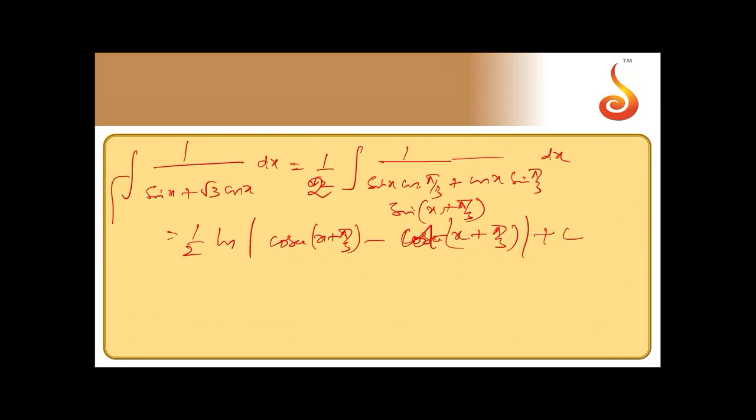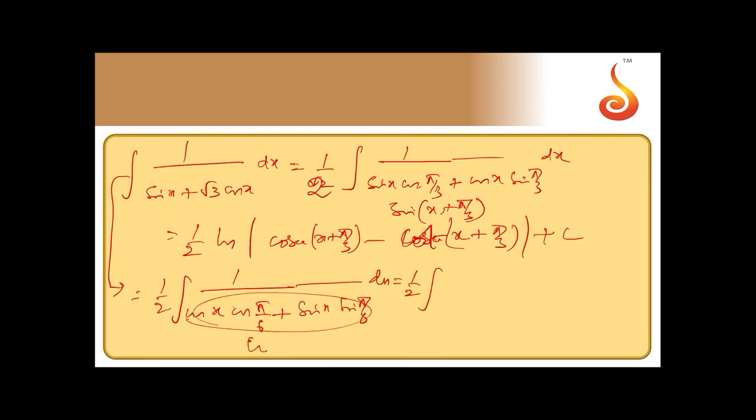When you convert in terms of cos, that is nothing but 1/2 times the integral of 1 divided by cos x cos(π/6) + sin x sin(π/6) dx. This whole thing is nothing but cos(x − π/6), and the integral of secant (x − π/6) is 1/2 times log |sec(x − π/6) + tan(x − π/6)|, plus constant.